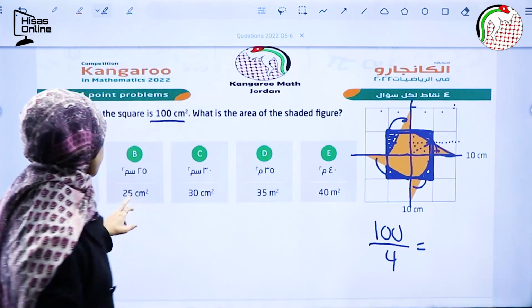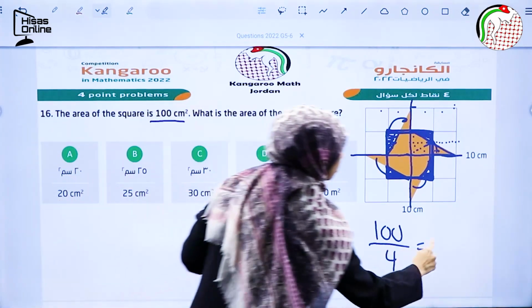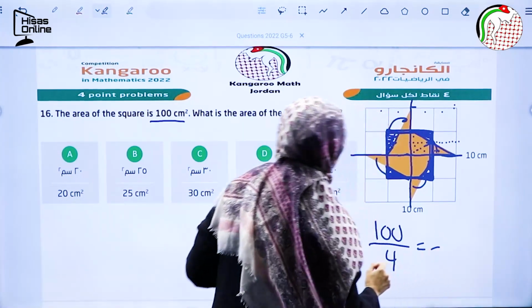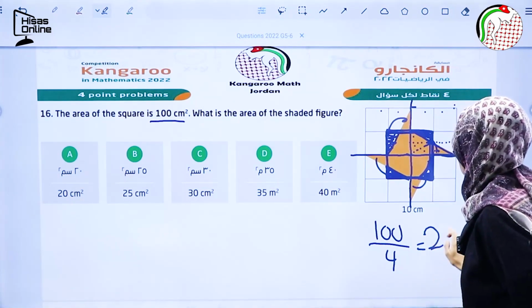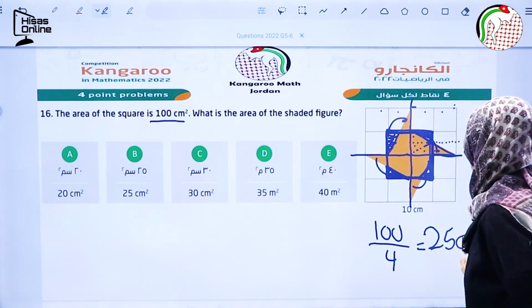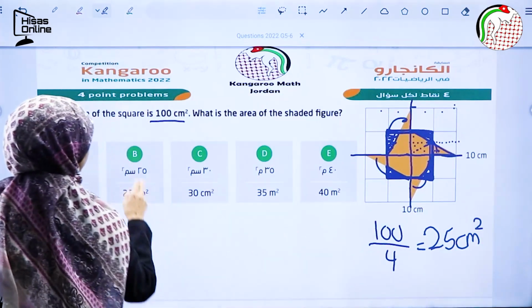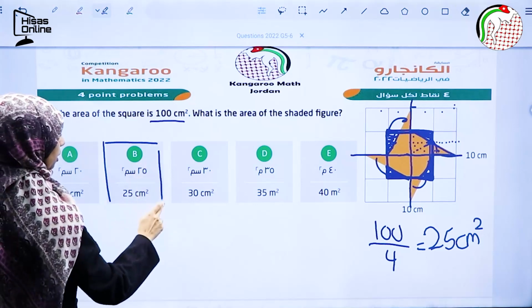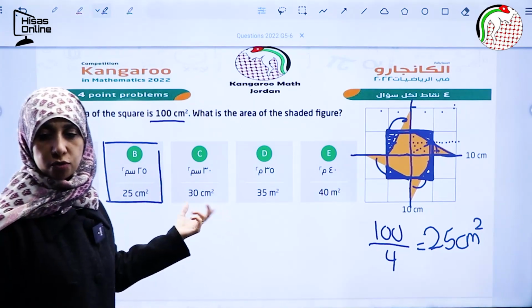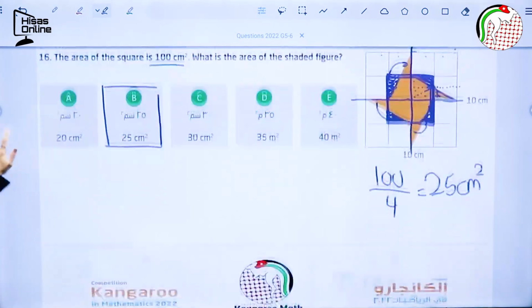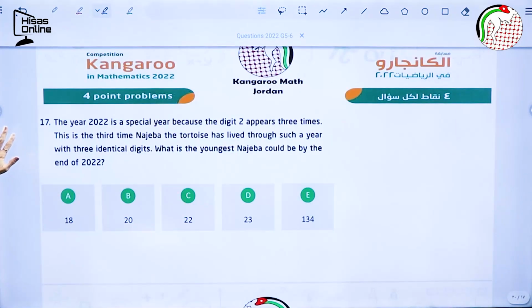So it will be 25, of course, squared centimeters, which is B, will be the right answer for your question. Now, moving to question 17.